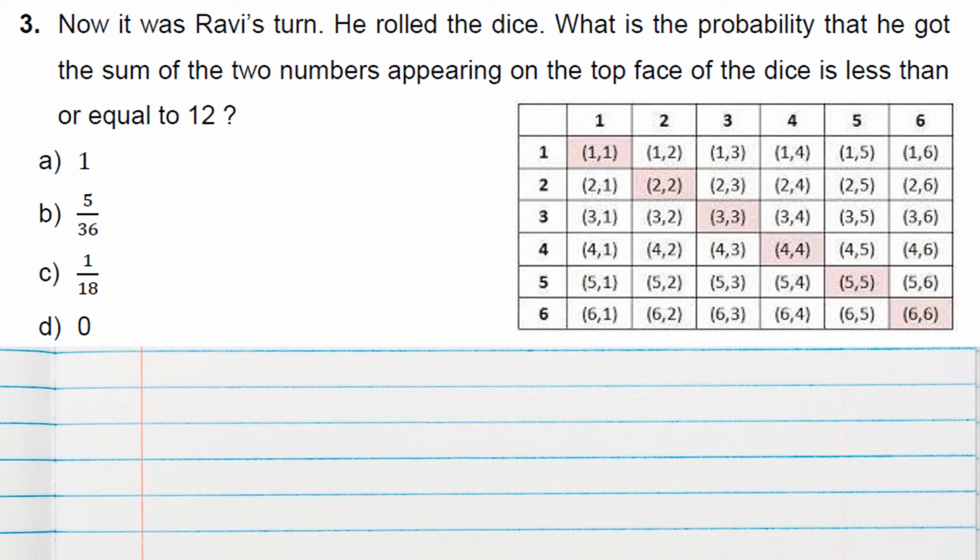Question number 3 is, it was Ravi's turn. He rolled the dice. What is the probability that he got the sum of the two numbers appearing on the top face of the dice less than or equal to 12? See, the smallest outcome is 1,1, right? So your sum can start from 2. You can have sum 2, 3, 4, 5, 6, 7, 8, 9, 10, 11 and 12.